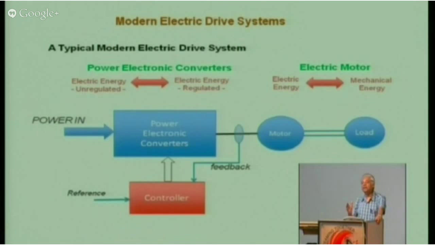When we read the speed, suppose it has gone higher than what is required, we get a feedback, we find that error, and accordingly we feed the signal to the controller, and that will run the electronic converters. It will give the signal to the electronic converter, accordingly the motor speed will change. So this is the application of electric drive control with the help of an electronic system, which is a power electronic controller. So the electric motor has two, electric energy and mechanical energy, and power electronic converters have two parts, electrical energy unregulated and electrical energy regulated. These are the two.